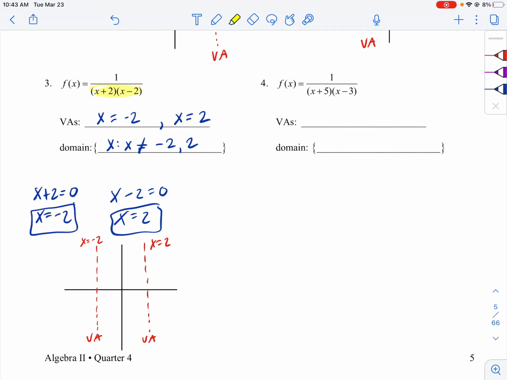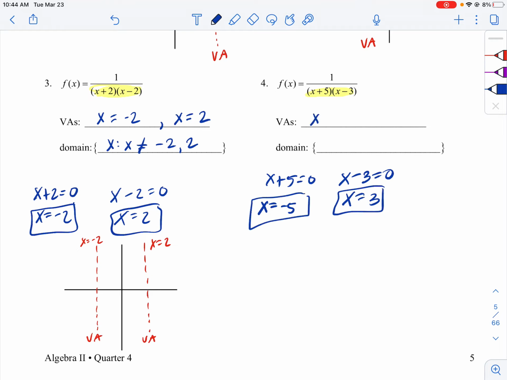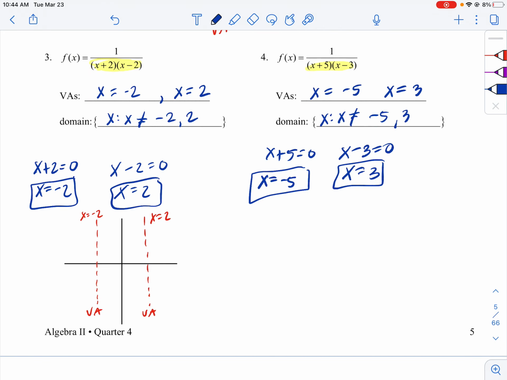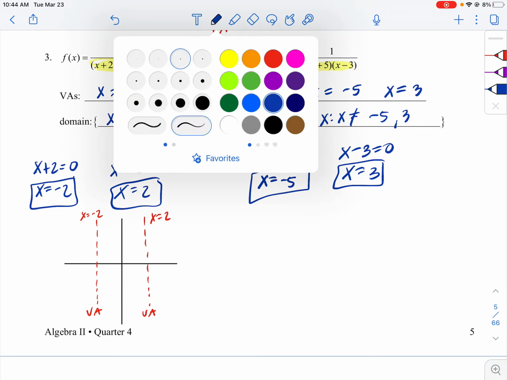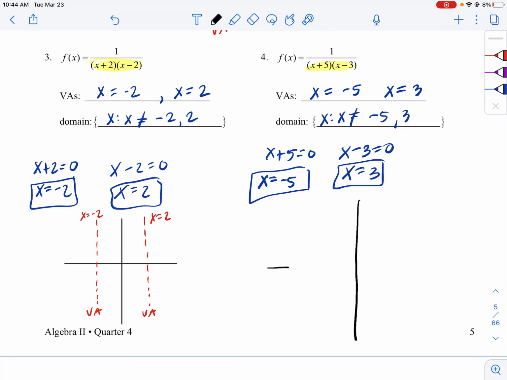Okay, moving on. I have x plus 5 equals 0. My x cannot be a negative 5. And then on the other side, I have x minus 3 equals 0. My x cannot be a positive 3. So my vertical asymptotes are negative 5 and a positive 3. For my domain, I cannot use negative 5 and a positive 3.